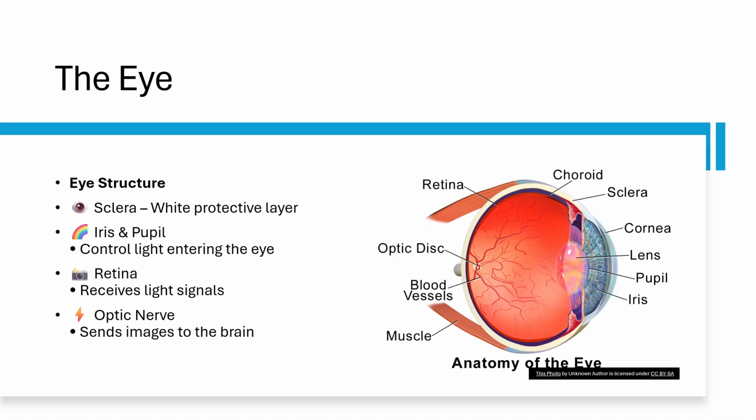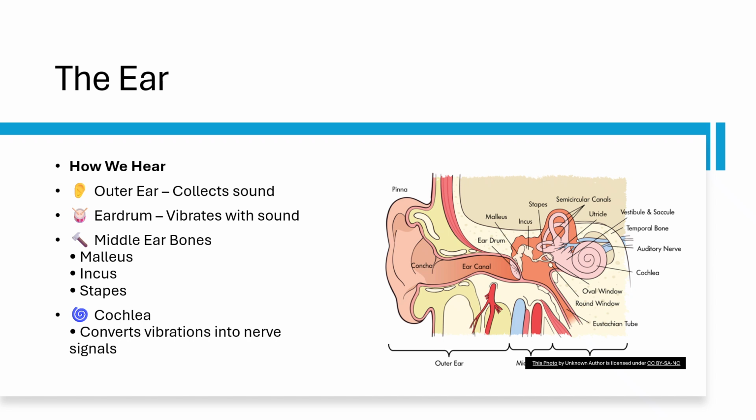The eye focuses light onto the retina. The retina converts light into nerve signals that travel through the optic nerve to the brain, allowing us to see. Sound waves enter the outer ear and vibrate the eardrum. These vibrations travel through tiny bones to the cochlea, where they are converted into nerve signals for the brain.